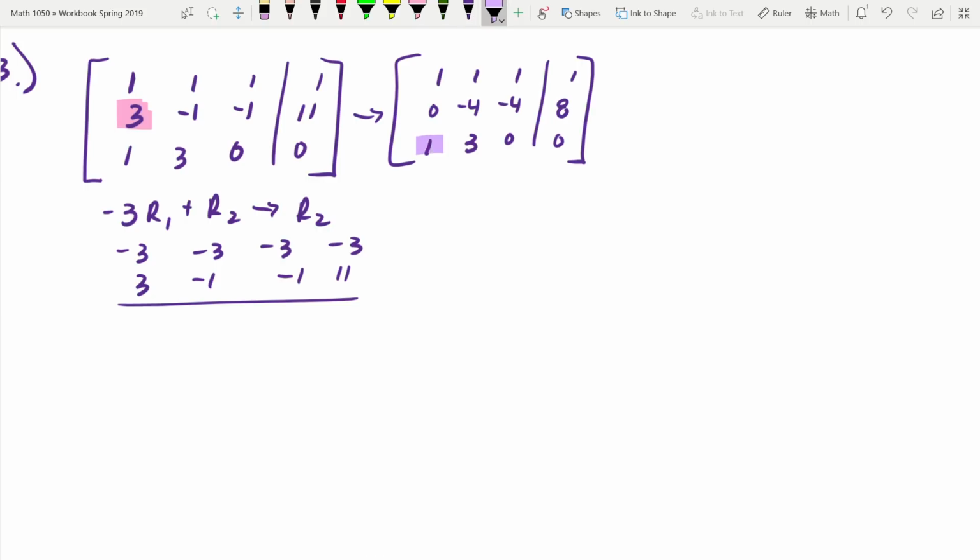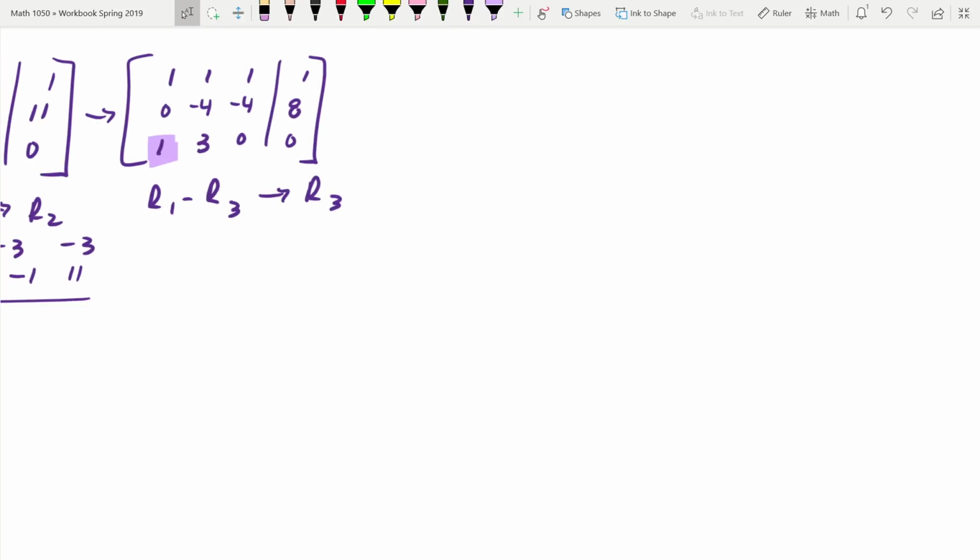The next thing I need is a 0 here. I can do row 1 minus row 2 or row 2 minus row 1, it doesn't matter. I'm going to go 1 and 3. I'm going to go row 1 minus row 3 becomes my new row 3. Okay, I said that wrong. So row 1 doesn't change. Row 2 doesn't change. Row 1 minus row 3: 1 minus 1, 0, 1 minus 3, -2, 1 minus 0, 1, 1 minus 0, 1.